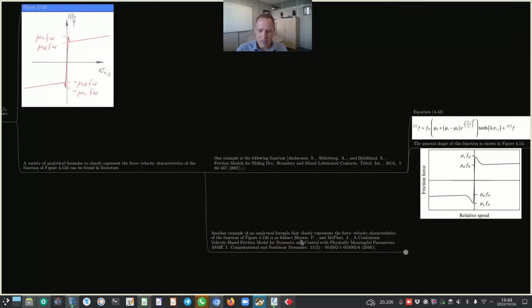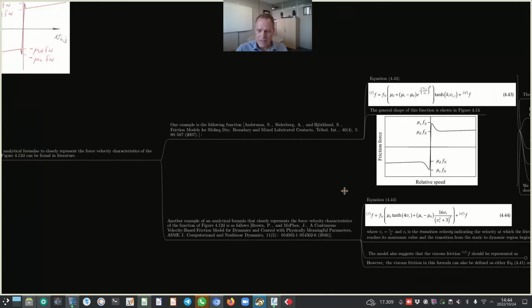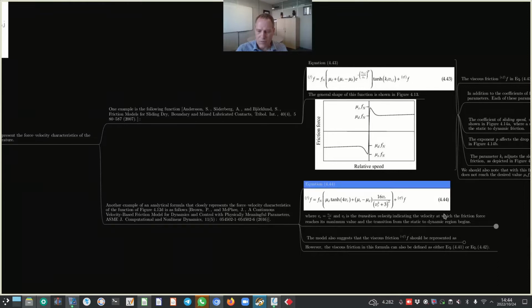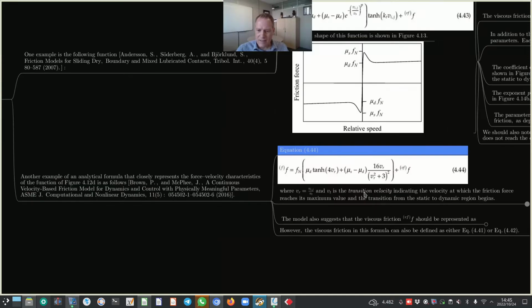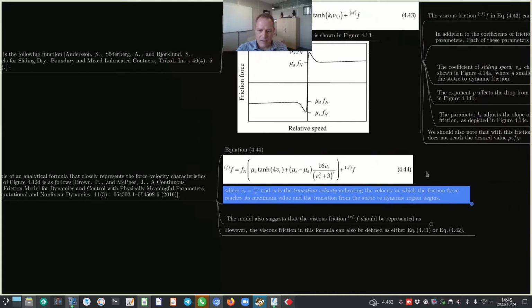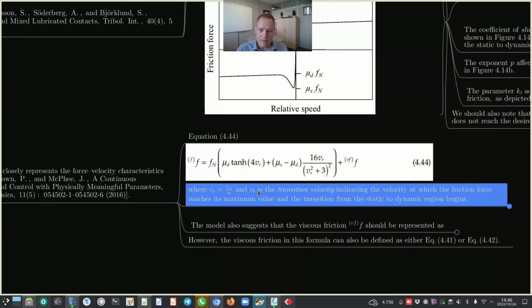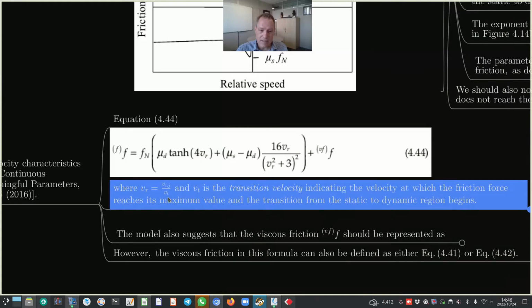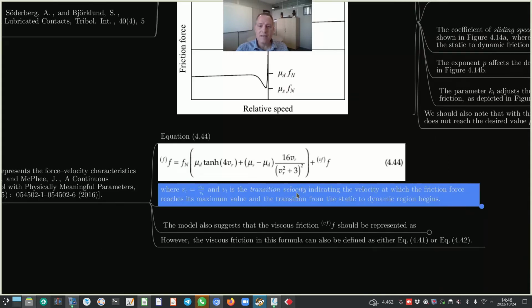Okay, and this was developed by Brown and McPhee in 2016, and is given by equation 4.44 that you can see on the screen. And in this model, VR, which is here below the line, equals the relative velocity between bodies i and j, Vij, divided by Vt. And Vt is the transition velocity, indicating the velocity at which the friction force reaches its maximum value and the transition from the static to dynamic region begins.